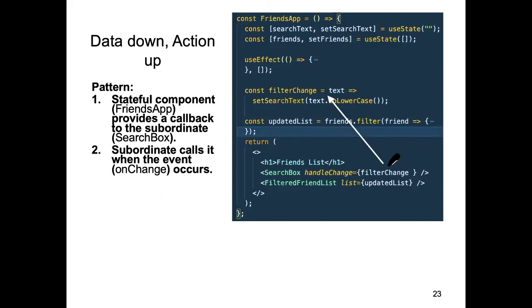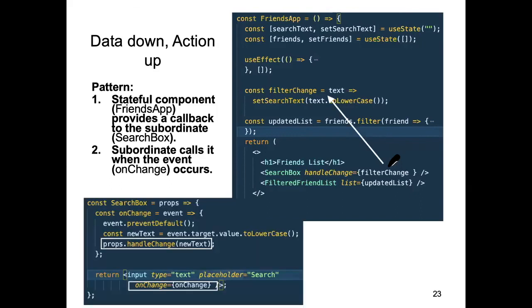So we're passing a function down to the search box, and inside the search box, as you can see there in the bottom left, I have my text box, and the text box has its onChange handler, and here's the event handler associated with the user changing the text box, and inside the event handler, I'm calling the function that was passed down to me.